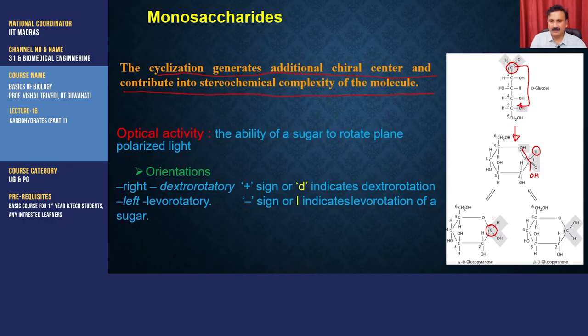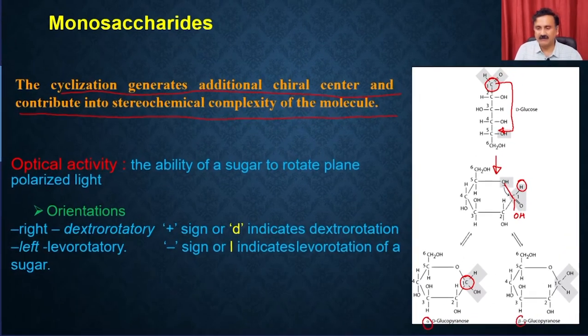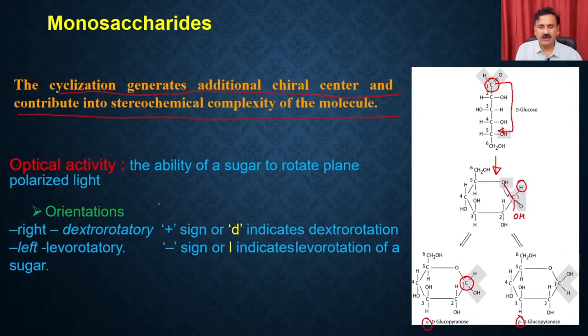And this can be represented in two different ways. The OH can be on the bottom side or on the top side, and that's how it can adopt either the alpha form or the beta form. Depending on the ability of the sugar to rotate plane polarized light, it can be a dextrorotatory sugar or a levorotatory sugar.